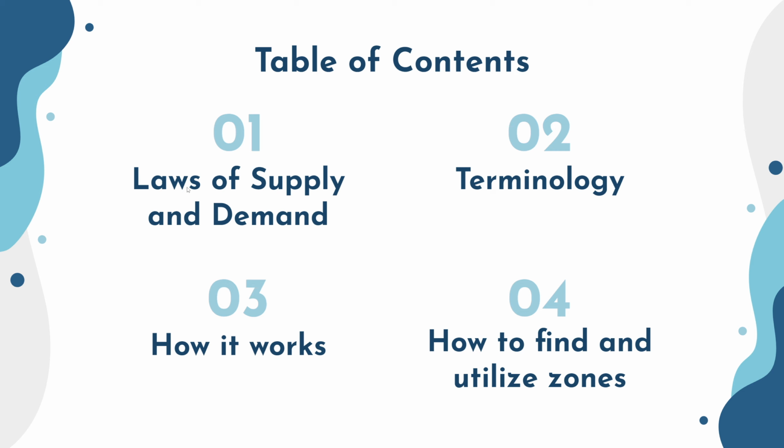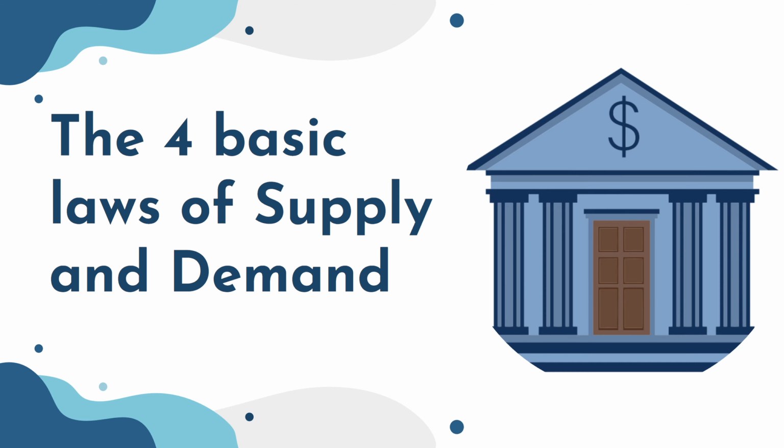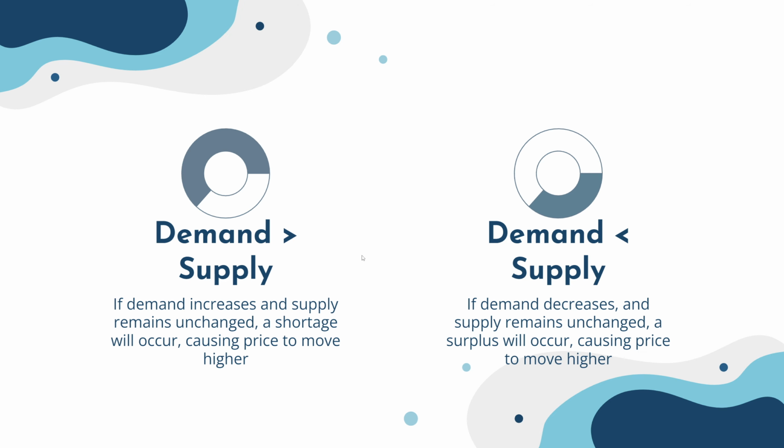So we're going to be going over the laws of supply and demand, terminology, how it works, and how you can find and utilize these zones. All right, so the 4 basic laws are as follows. If demand increases and supply remains unchanged, a shortage occurs, which causes the price to move higher. A good example of this is the one I just used, car market, or pretty much any market right now. Increased demand and supply is either unchanged or short, right?